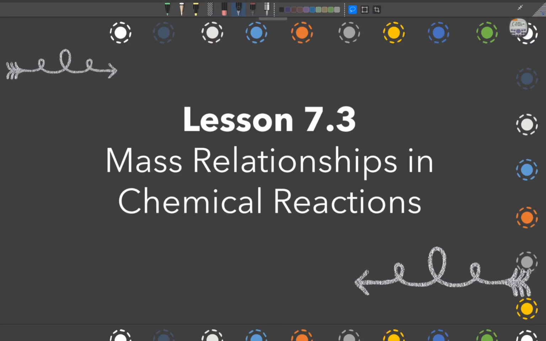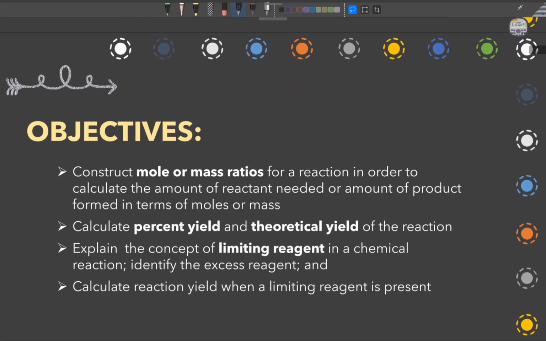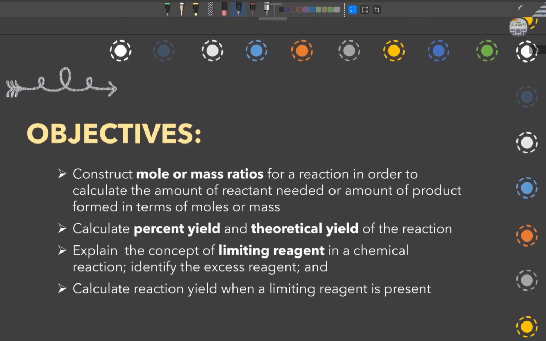So we're done with mass, mole, particle relationship. This time we'll be converting these quantities in a chemical reaction. It's important to understand the mole and mass ratios. Later on I'll be creating a new video for limiting reagent, percent yield, and theoretical yield.